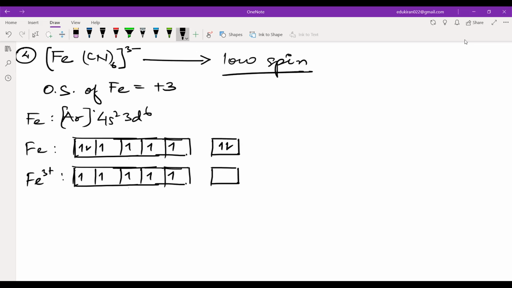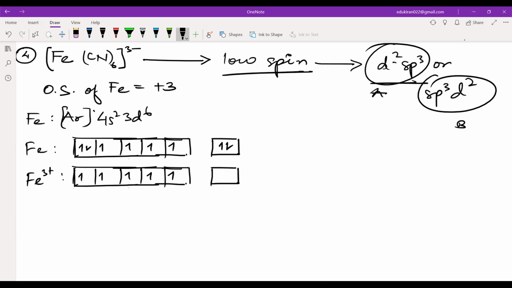Then if you have CN6 and a low spin complex, then it will be d2sp3 or sp3d2? Tell me which of the two, A or B, from the previous discussion that we just had.